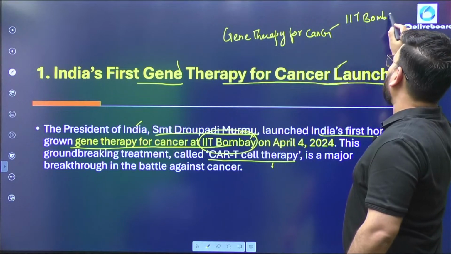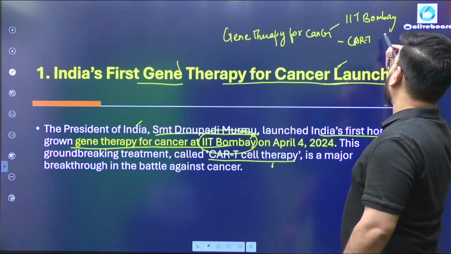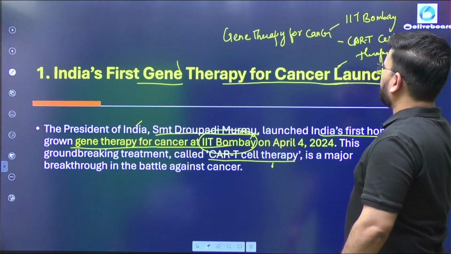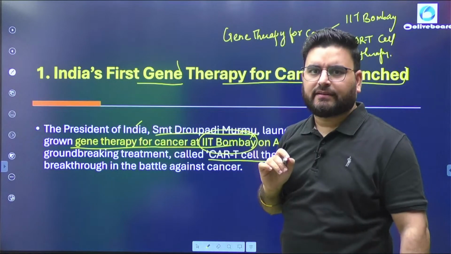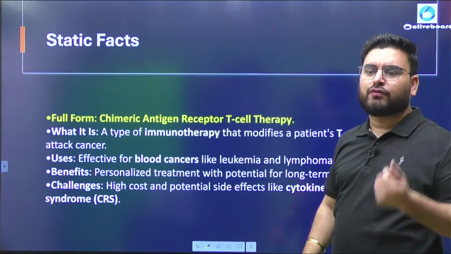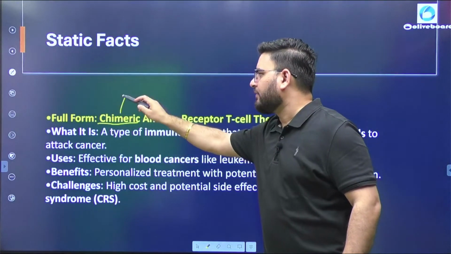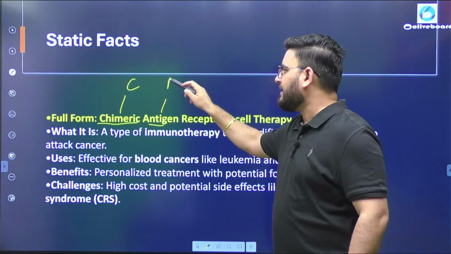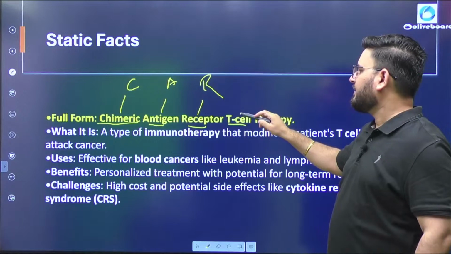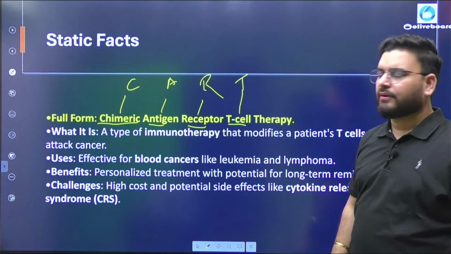And which technique is it using? CAR T cell therapy. You have to remember this. Now the static part, the full form. What is CAR T? CAR T is nothing but C for chimeric, A for antigen, R for receptor, and T will stand for T cell.